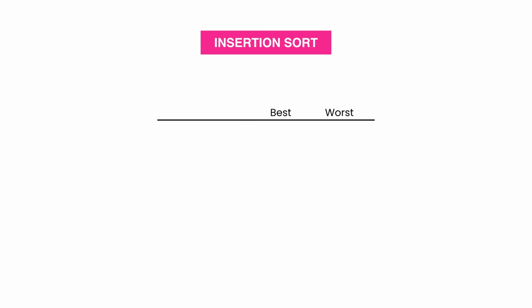Here we need to iterate over the input array and read one item at a time. That's an O of n operation. In each step of the iteration, we need to iterate over the items we have seen so far and shift them if required. In the best case scenario, if the array is sorted, the current item is already in the correct position, so we don't need to shift any items. That's an O of 1 operation.